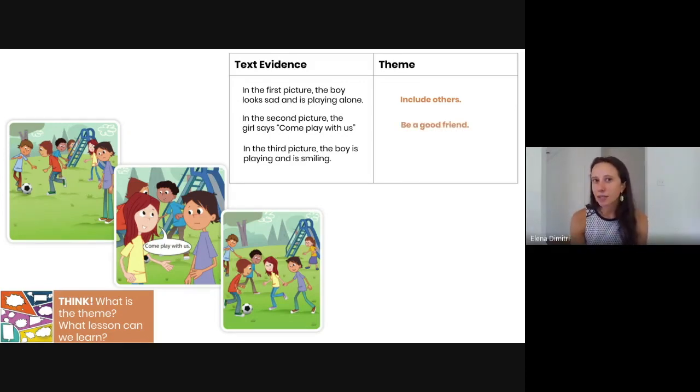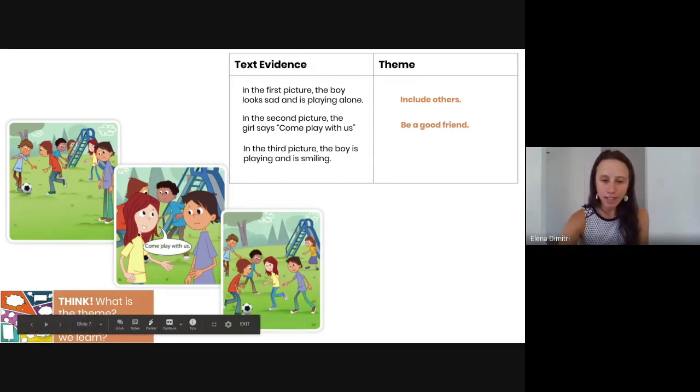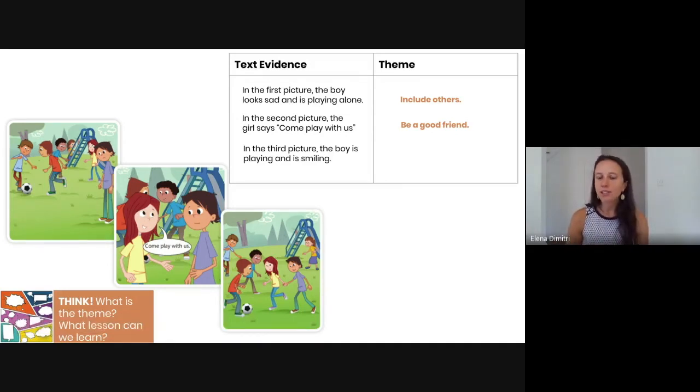So the other theme I think that describes these pictures is to be a good friend. So this girl, I think, represents something that good friends do. They always try to include others and to think about how other people are feeling. And she, I think, really represents what it means to be a good friend. So those are two lessons that I learned from these images. And it's possible that you thought of something else too, which is fine.